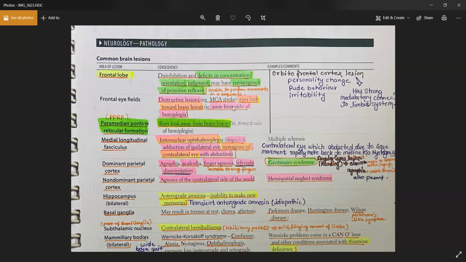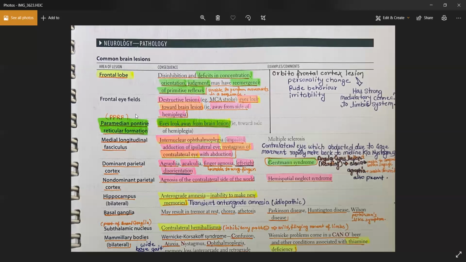And as I mentioned in the last page, whenever you get any frontal lobe lesion, you will have the reemergence of all the primitive reflexes. And the major one is the Babinski reflex, right? So the patient will get a deficit in concentration, disorientation, and impaired judgment. He will have the reemergence of primitive reflexes. Personality changes will be there, rude behavior will be there, irritability will be there, right? So whenever you encounter a patient who was very nice before the incident and now has become very rude and irritable, that means the patient has orbital frontal cortex damage. Whenever they have a reemergence of all these reflexes, that means frontal lobe damage was there.